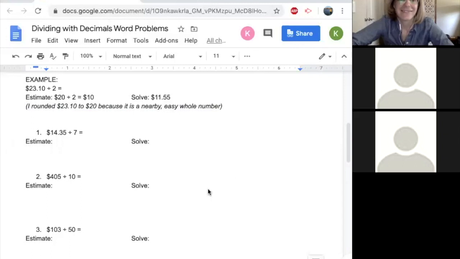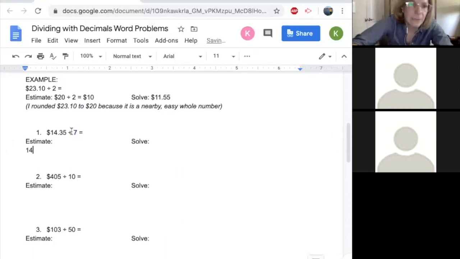$14.35 divided by 7. Very good. All right, if we wanted to estimate that, what could we round $14.35 to? Onion. 10. We could round it to 10. That would be a nearby number. Look at what we're dividing it by, though. We're dividing it by 7. So what would be a nice, easy number to divide by 7 that's very close to $14.35? 14, yeah. That would be very easy.